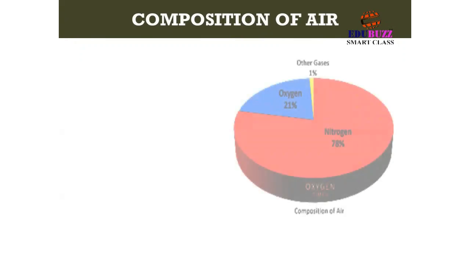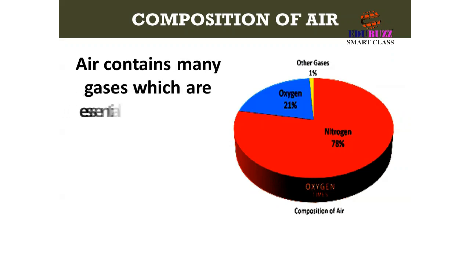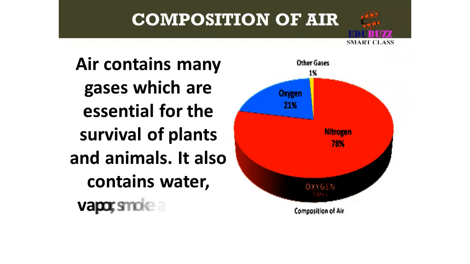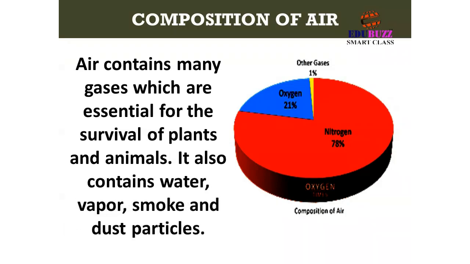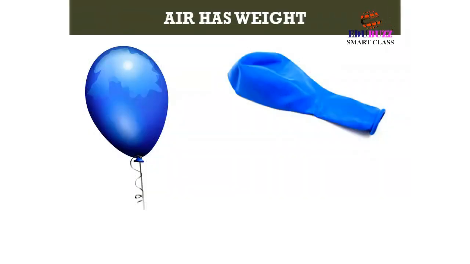Composition of air. Air contains many gases which are essential for the survival of plants and animals. It also contains water vapor, smoke, and dust particles. Air has weight.